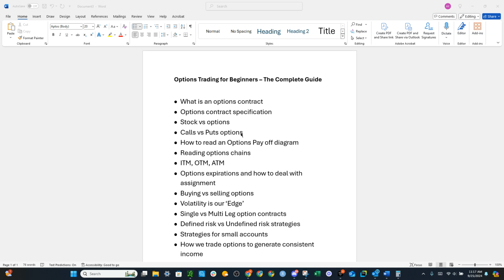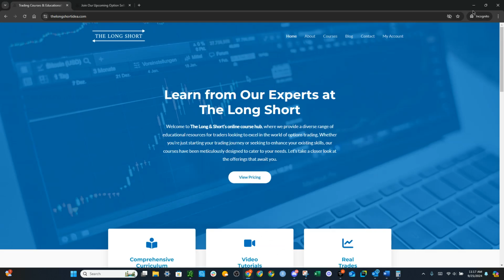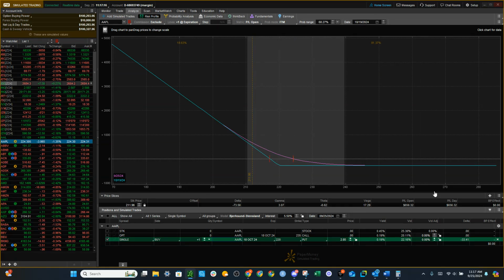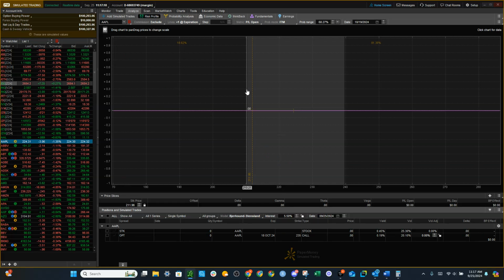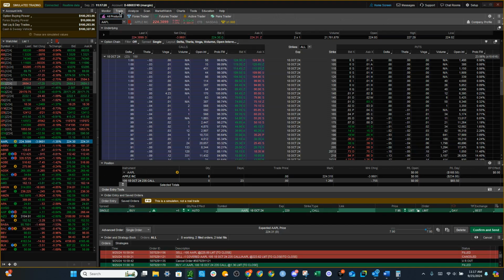Now let's do the stock versus options theory, and then let's see if you can cover all the calls and the puts, meaning the longs and the shorts, all of it. So let's go back to the screen, cancel this one out, and we are talking about stock versus options.